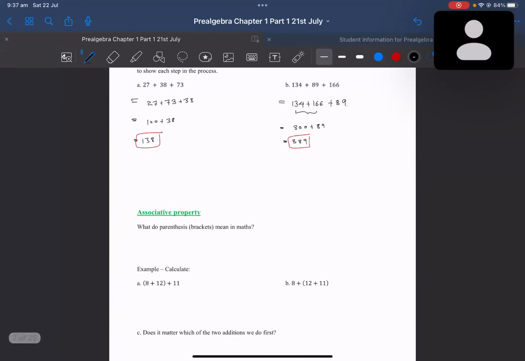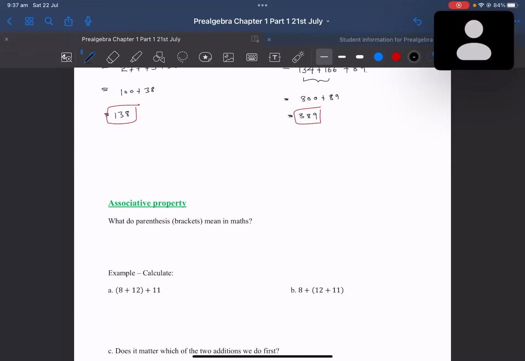All right, next thing, associative property. What do parentheses or brackets, we should probably know, just brackets, what do they mean in maths? You have to do it first. Yeah. You do the things inside brackets first. That's the first rule about big maths as well, right? Brackets first. So in this case, you do what's inside brackets first, right?